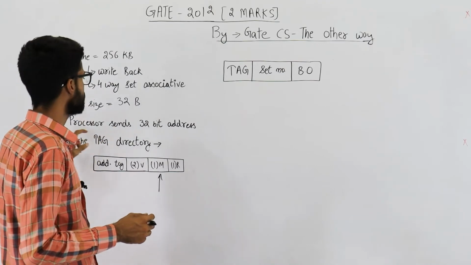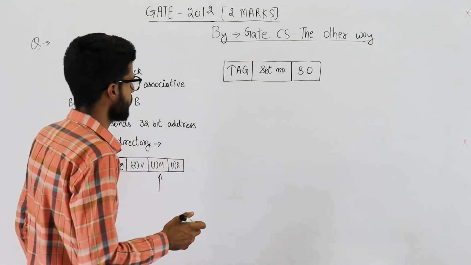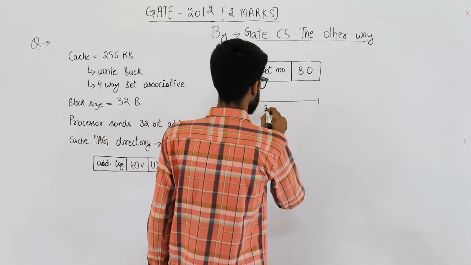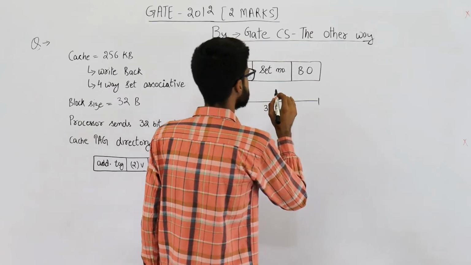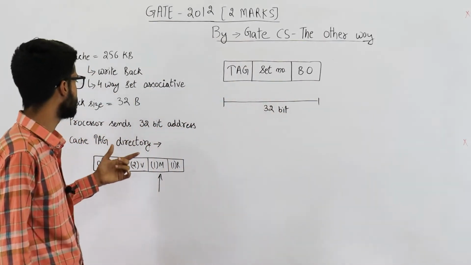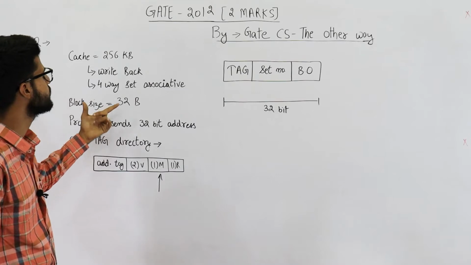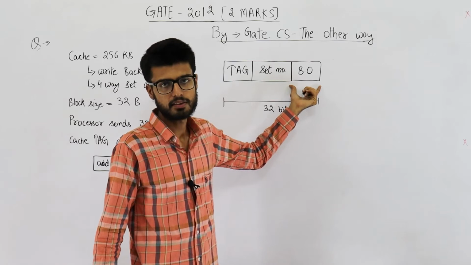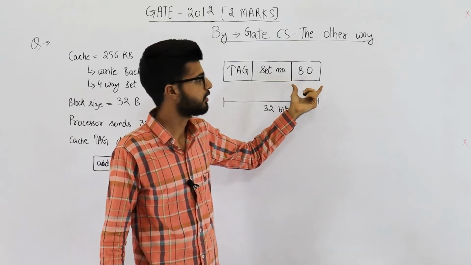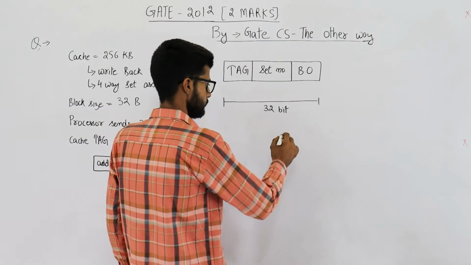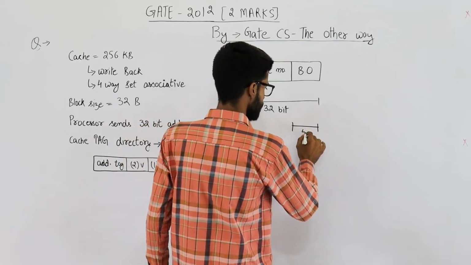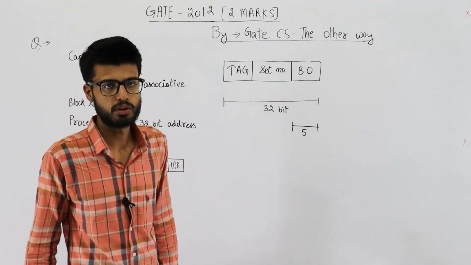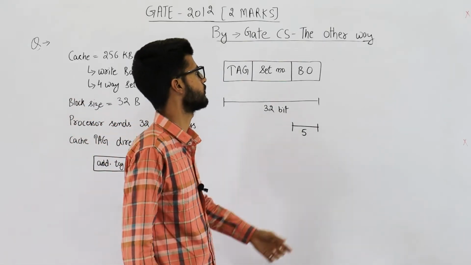So they're saying the processor sends 32-bit addresses. That means the physical address has to be of 32 bits. Also, they've mentioned in the question that block size is 32 bytes. If a block is 32 bytes, how many bits will be there in the block offset field? 5 bits, because to identify one of 32, we need a 5-bit address.